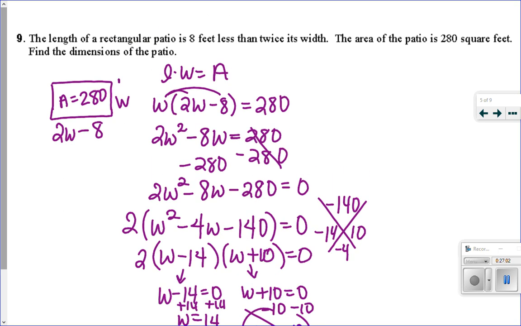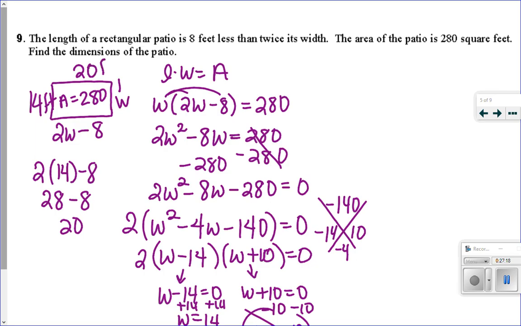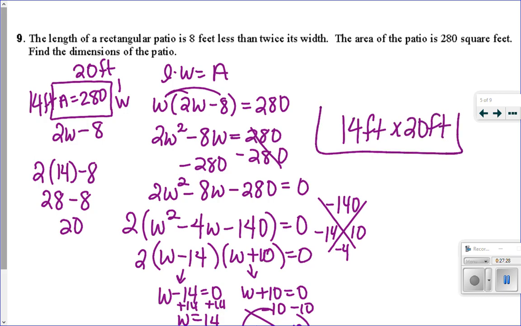So now we can say, oh, basically the width is 14 feet. And if the length is 2 times twice more than that minus 8, then that's 28. Minus 8, that must be 20. So the dimensions must be 14 by 20. So this patio is 14 feet by 20 feet. Okay, those are the dimensions of our patio.